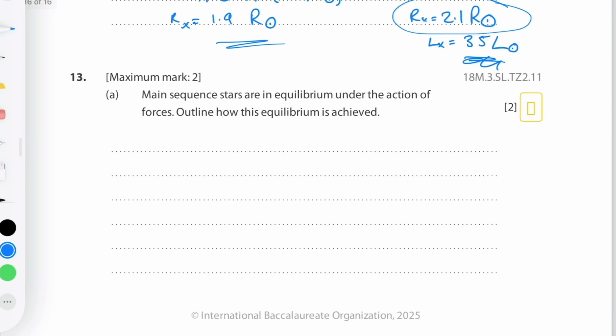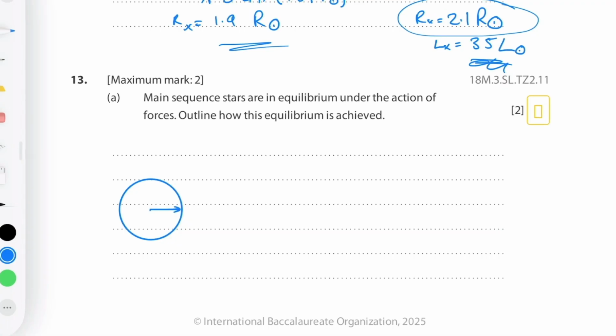Question 13, our final question. Main sequence stars are in equilibrium under the action of forces. Outline how this equilibrium is achieved. So what we have is a main sequence star, and pushing outwards is the force that is generated due to radiation pressure. The fusion causes radiation pressure outwards. So we're going to write radiation pressure acts outwards due to fusion.